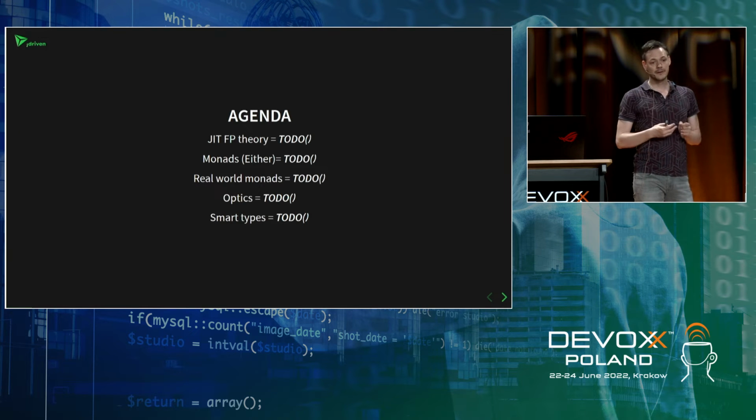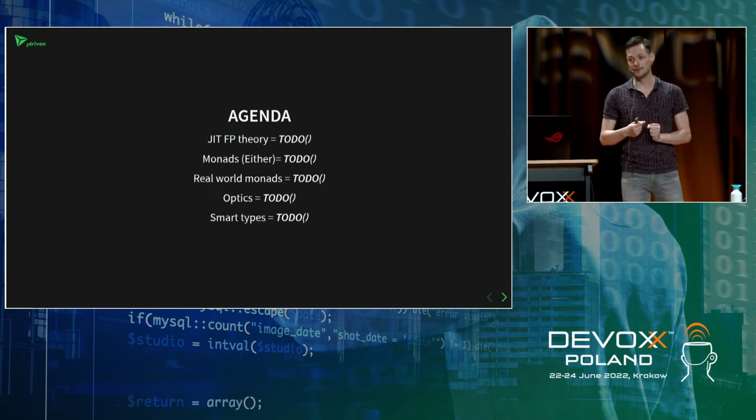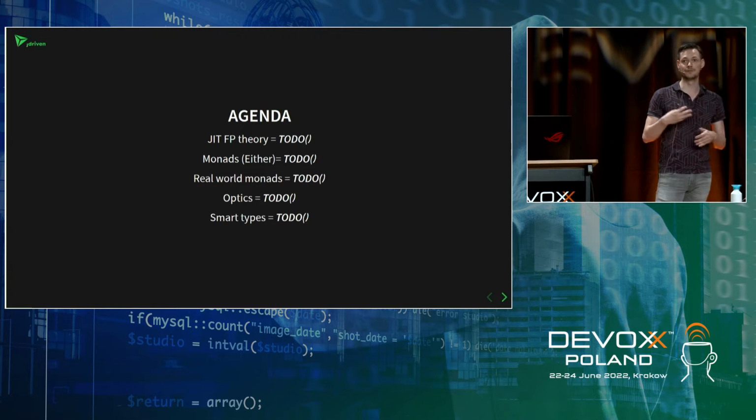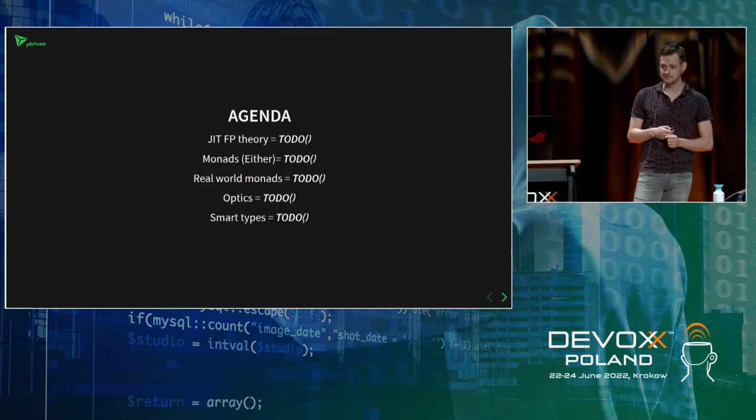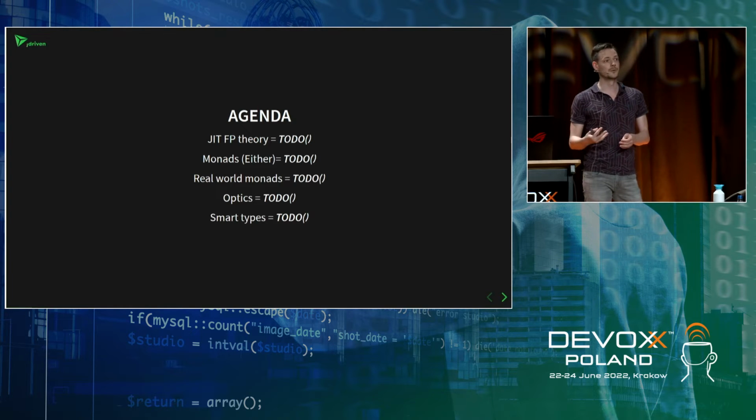So today, we're going to talk a little bit about functional programming theory. We're going to talk about monads, everybody's favorite subject in functional programming. We're going to see how they can improve a real-world application. And we're going to end up talking a bit about optics and about smart types.